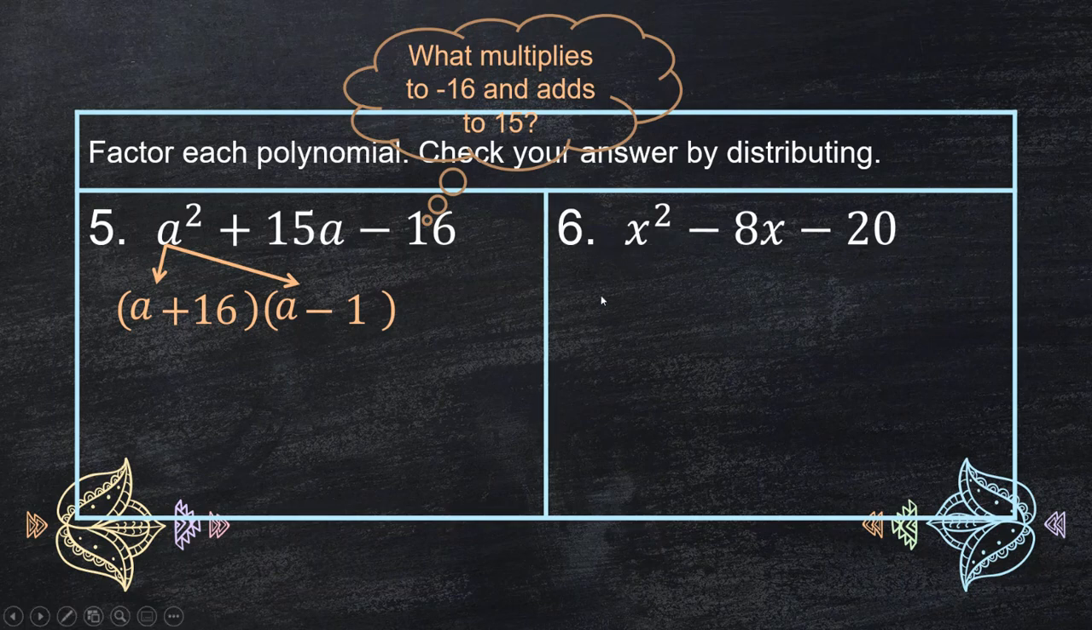Okay, so just when your signs are going to be different, just double check those. Make sure you have the correct sum, that these two numbers add up to positive 15 and not negative 15.